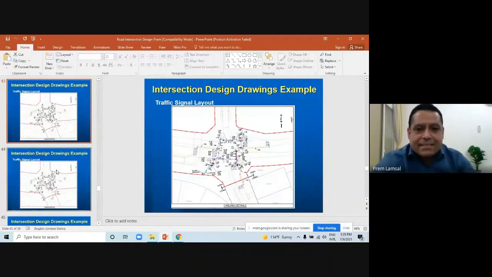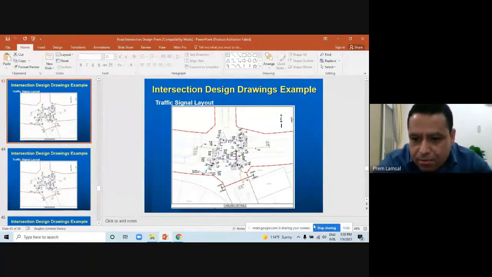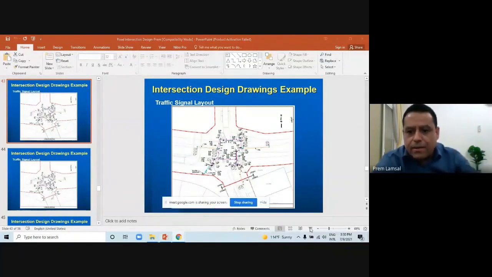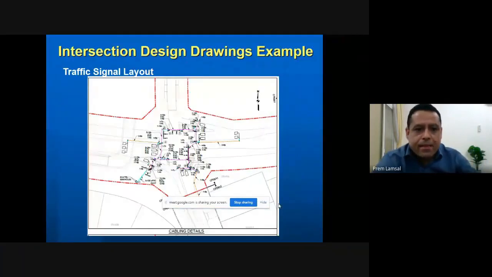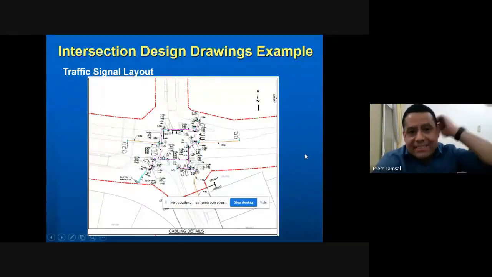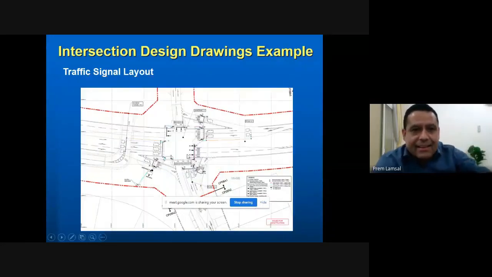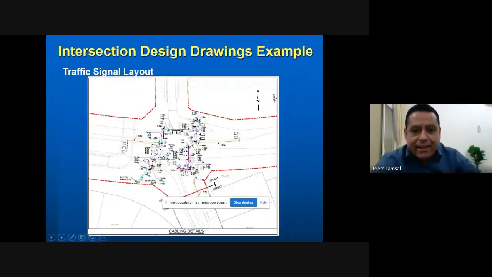This is the same intersection, so I will not take much time on these intersections. So this is the traffic signal layout, how we are placing the loop detector, cabling, ducting. All this detail we give in great detail.